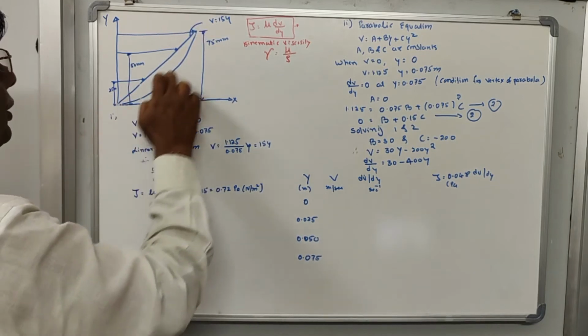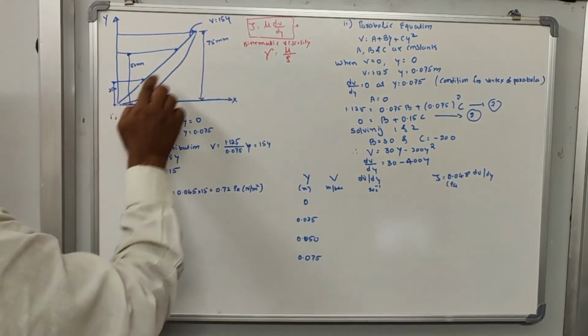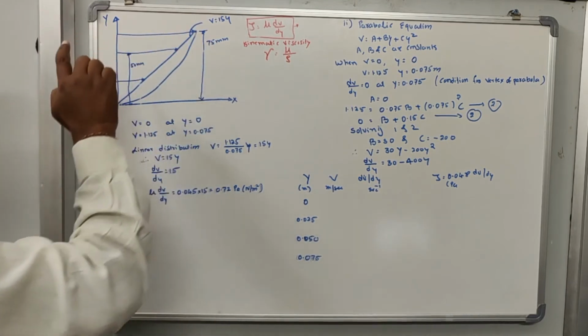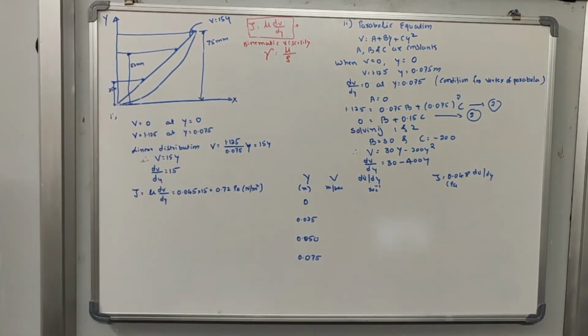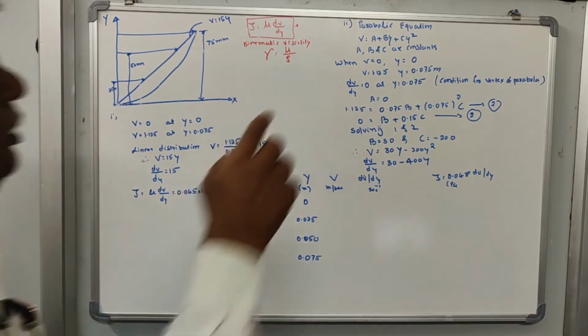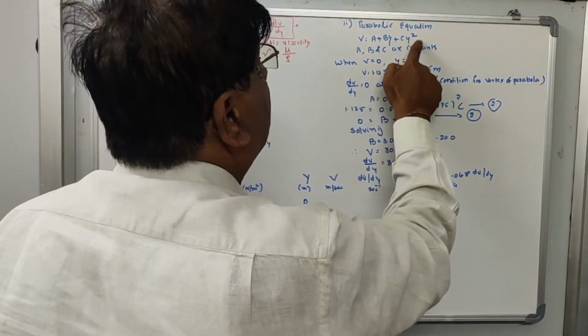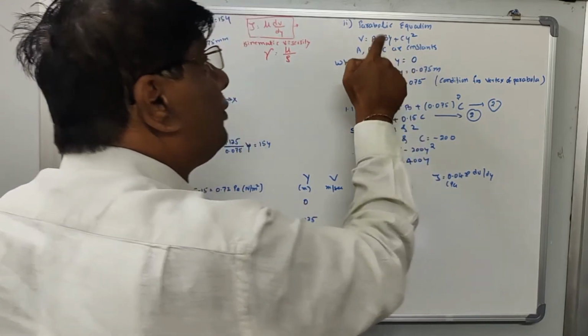It is parabolic, and its vertex is at the point 75 mm, as per the given problem. So now you can make the parabolic equation. A parabolic equation means a second order equation: v is equal to a plus by plus cy squared. So this is a parabolic equation.